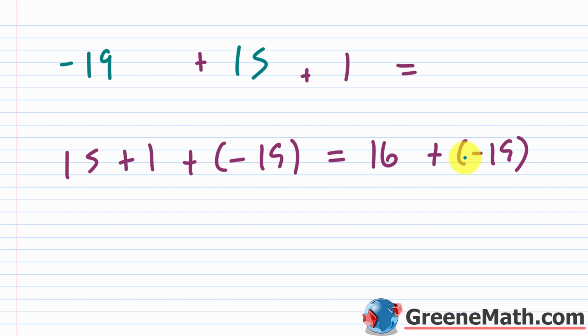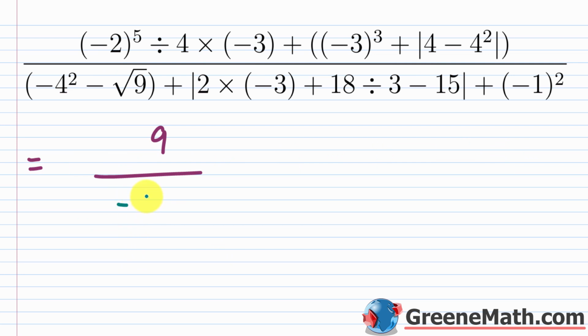So I would use the sign of the number with the larger absolute value. The absolute value of 16 is 16. The absolute value of negative 19 is 19. And so negative 19 has a larger absolute value, so we're using its sign. So the result is negative. And then you just subtract the larger absolute value minus the smaller. So 19 minus 16 is 3. So this is going to be negative 3 as the answer. So let's go back up and let's put a negative 3 there.